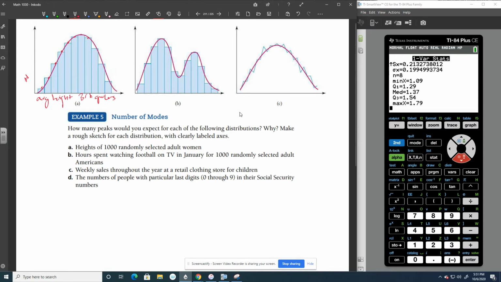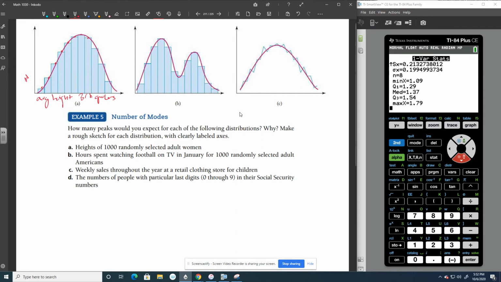This one in the center would be more of an example of something that goes up and down. So there's not just one group together, but there's two different bunches that are kind of grouped. So looking at these examples, it wants us to say how many peaks we think there would be and why, and kind of make a rough sketch.